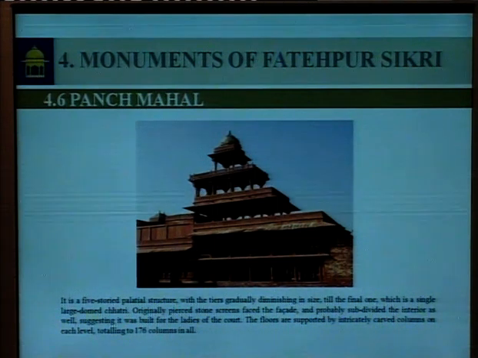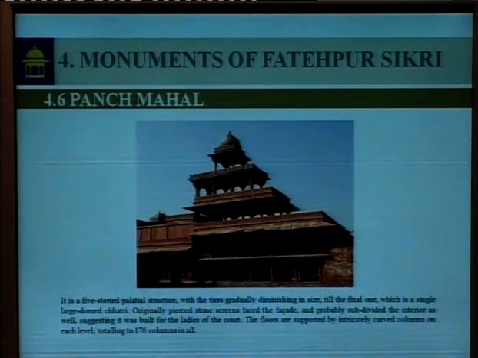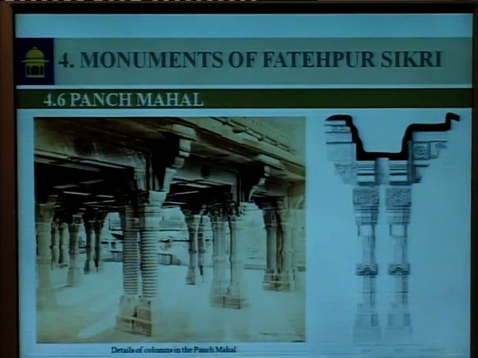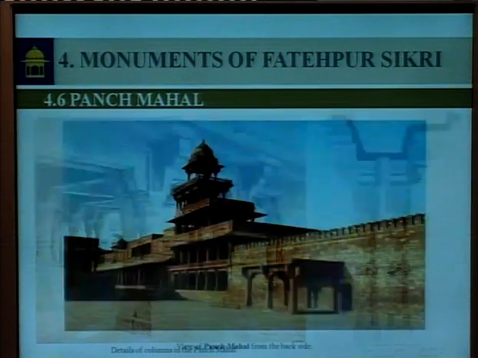The floors are supported by intricately carved columns on each level, and there are a total of 176 columns in this Panch Mahal. These are some of the details. You can notice the ornamentation, which is consistent with the other buildings too. But here, one thing which is remarkable is that there are double columns. Try to notice, a different idiom has been followed. All the columns are double.